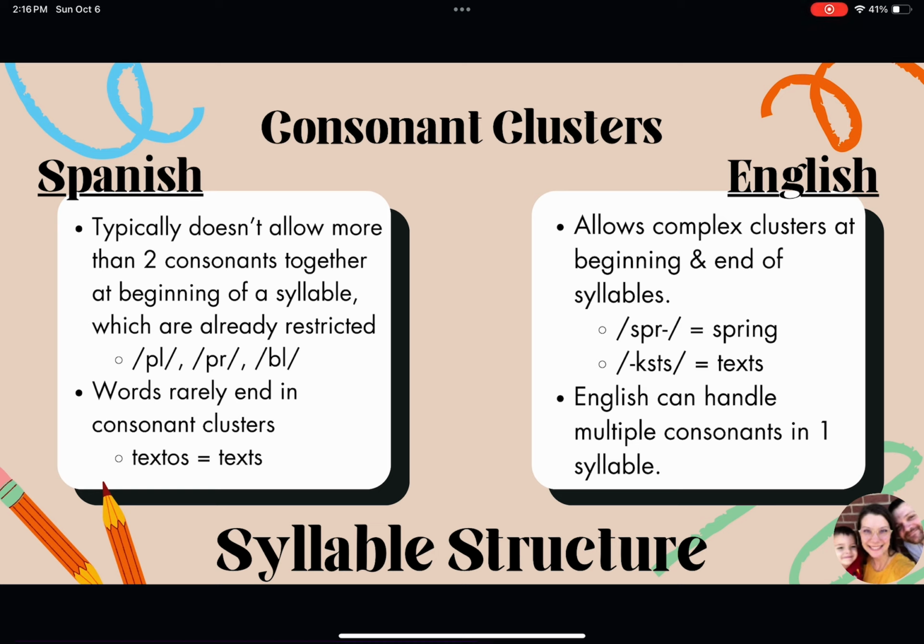Spanish, on the other hand, has stricter rules about consonant clusters. Spanish typically does not allow more than two consonants together at the beginning of a syllable, and those clusters are more restricted. Pl, pr, bl are some examples of commonly allowed consonant clusters at the beginning of a syllable. Plato represents a beginning consonant cluster. Additionally, Spanish words rarely end in consonant clusters. For example, textos breaks up the final cluster. Spanish tends to have an open syllable structure.